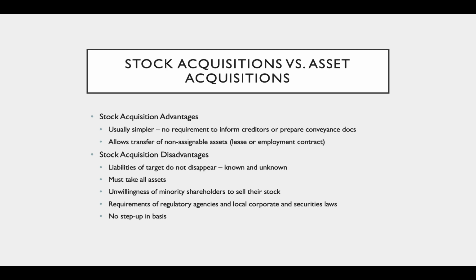But there are some disadvantages of a stock acquisition that would make me maybe want to do an asset acquisition. In a stock acquisition, the liabilities of the target don't disappear. Those liabilities may be known, right? We know we owe money, but they may be unknown. Things can come up after the fact as a result of actions that are happening now that I didn't know about. So when I buy the stock, the target stays intact, and therefore, as the owner of that target, I'm now responsible for those liabilities. Also, if I buy the stock, I take all the assets. I can't pick and choose.